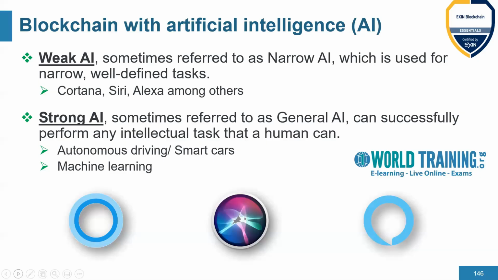So blockchain technology along with artificial intelligence can enable you to store the data in an immutable manner, and then artificial intelligence helps you make sure that the tasks are enabled with bots in a much more effective manner.